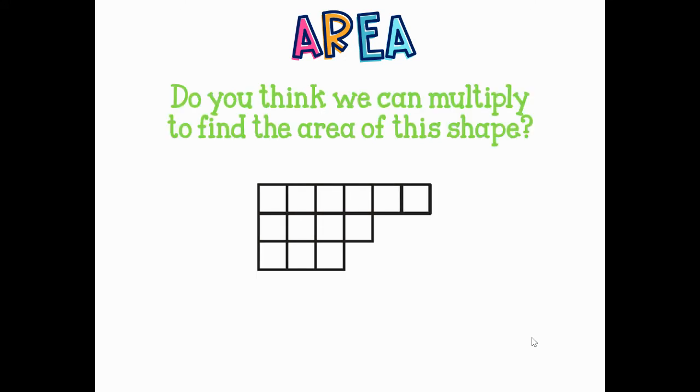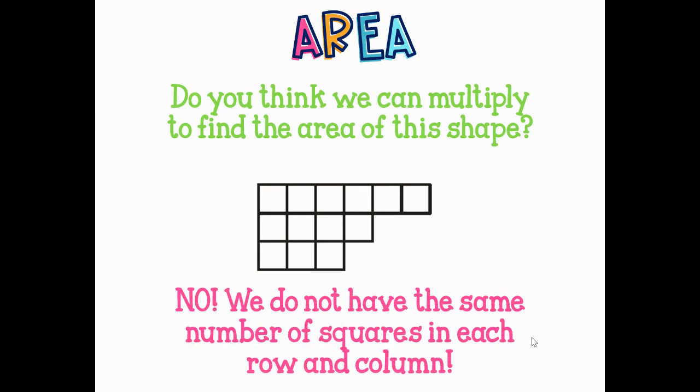Do you think we can use multiplication to find the area of this shape? No, because we do not have the same number of squares in each row and column. This is not an array. It looks like someone took a bite out of the bottom right corner. So you can only multiply if your figure is in the shape of an array. You have to have the same number of squares in each row and in each column.